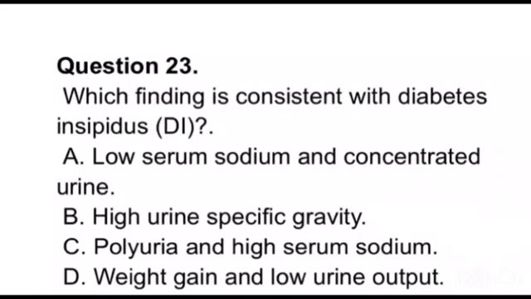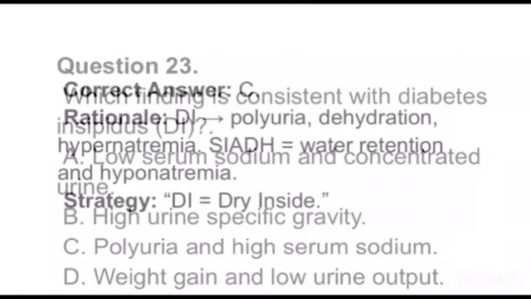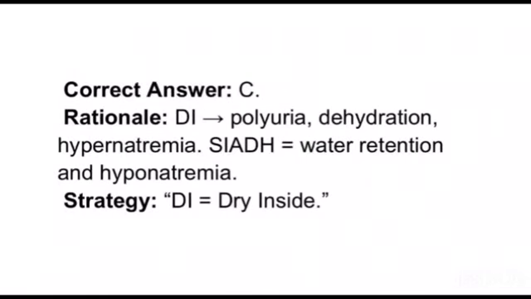Question 23. Which finding is consistent with diabetes insipidus, DI? A. Low serum sodium and concentrated urine. B. High urine specific gravity. C. Polyuria and high serum sodium. D. Weight gain and low urine output. Correct answer C. Rationale. DI leads to polyuria, dehydration, and hypernatremia. SIADH equals water retention and hyponatremia. Strategy. DI equals dry inside.